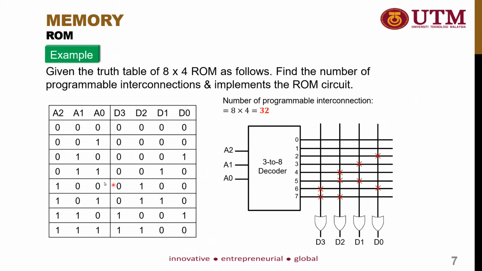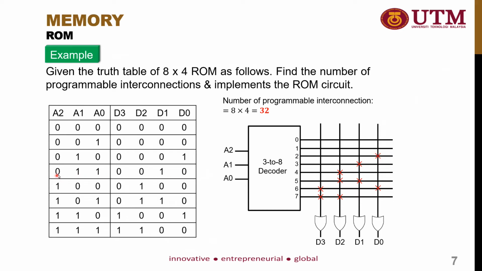Okay, so next you see when A2 equals 0, A1 equals 1, and A0 equals 0, pin number 2 will become 1. As you can see from the output here, right now D0 is becoming 1. So it means that at pin number 2, D0 will be connected.